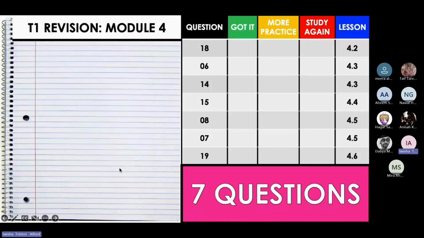So if you have your notebook and your workbook, go ahead and grab that. In your notebook, you can make a new page for the Term 1 revision of Module 4. There's 7 questions coming from Module number 4. So remember, as we go through each question, you should mark down if you got it, if you need more practice, or if it's something you need to study again.